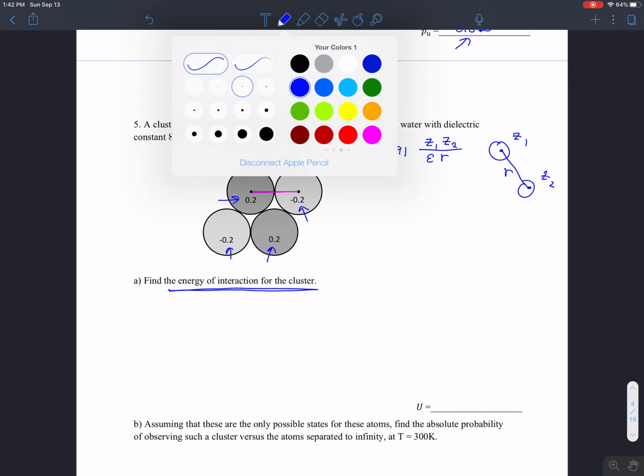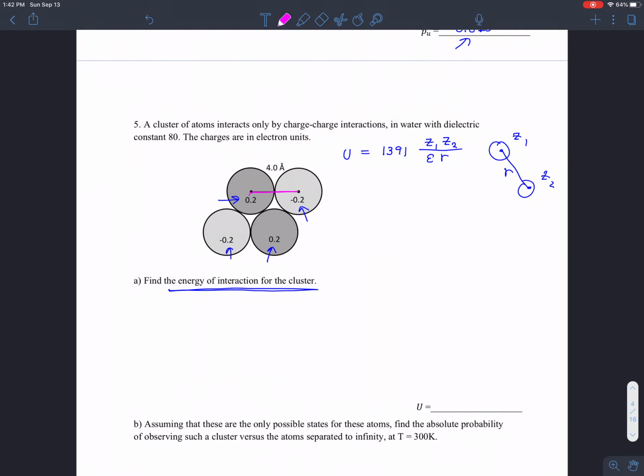So in this case, there's one pair here, another pair here, another one here, and then finally there. Those all have the same distance, right? The distance there is R equals 4 angstroms. This formula here works when R is in angstroms, so that's easy. And Z is in electron units, which all these numbers are. 0.2 and minus 0.2 are both in electron units, and gives us an answer out in kilojoules per mole, and we use that constant in front.